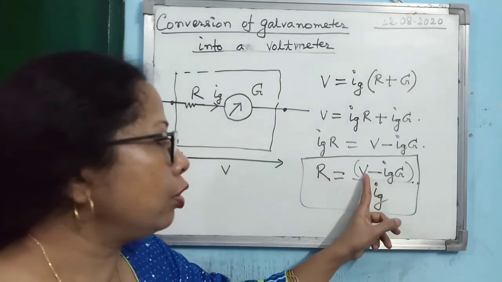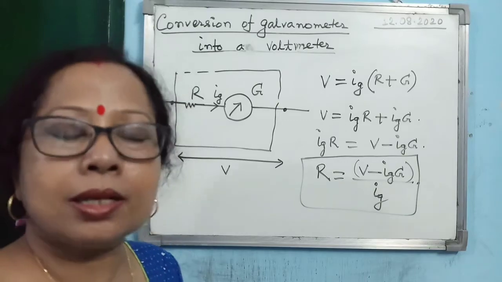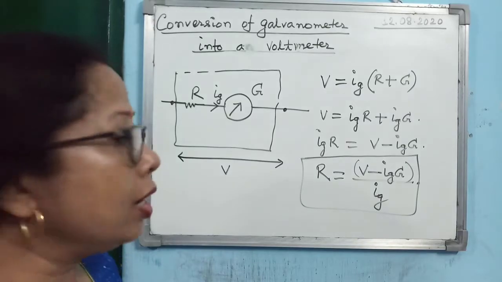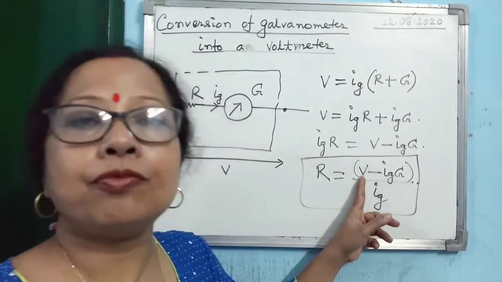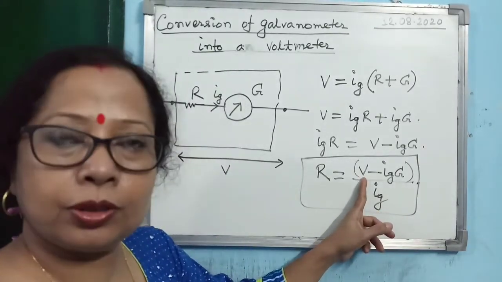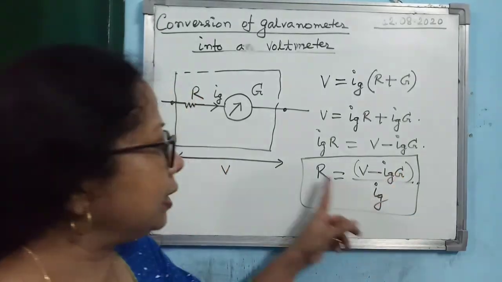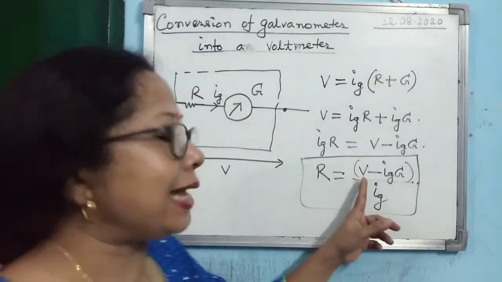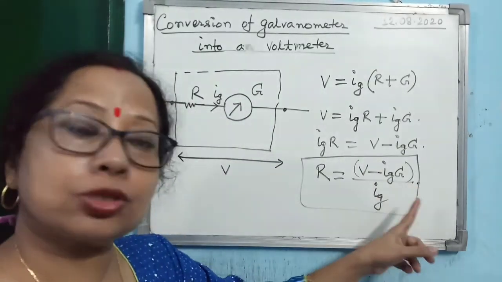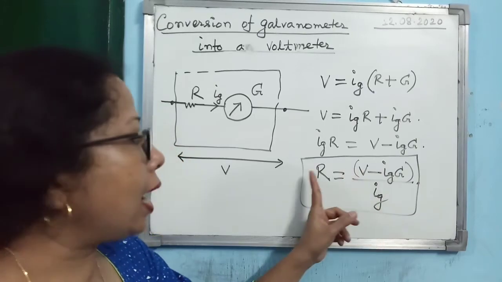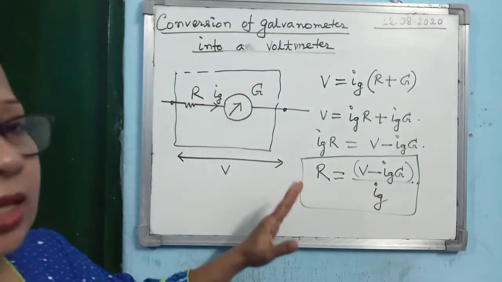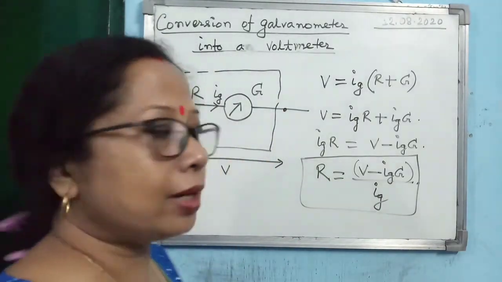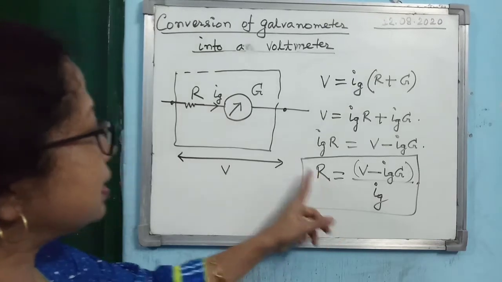Suppose you want to convert a galvanometer into a voltmeter which can measure a maximum of 5 volts. Then V will be 5 volts, and depending on the values of Ig and G, R will change. Suppose you want a voltmeter which can measure 10 volts maximum, then V will be 10 volts, and R will again change. So this is the way one can convert a galvanometer into a voltmeter. This is the resistance to be used.